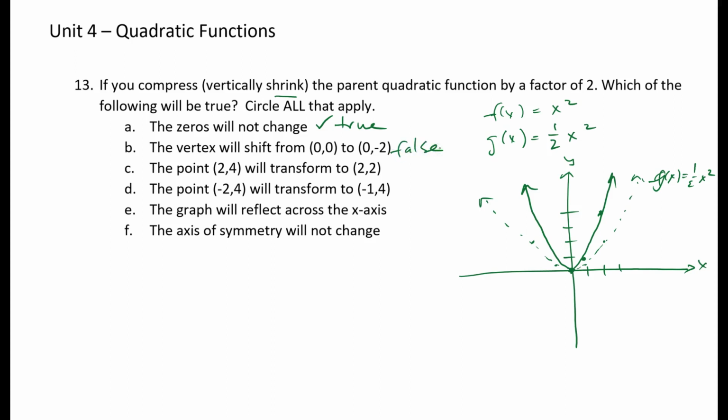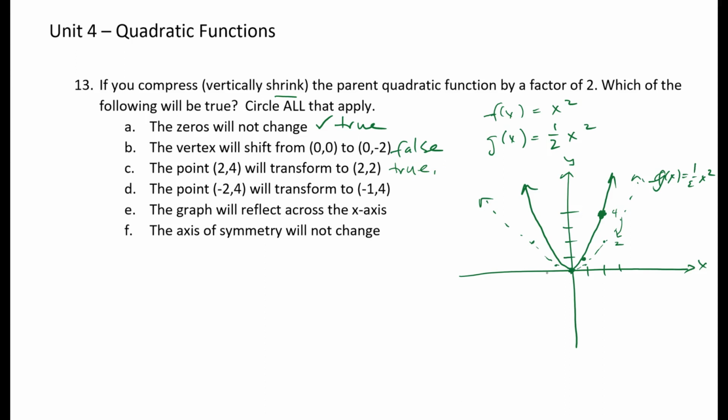The point 2, 4 will transform to the point 2, 2. Well, 2, 4 is this one right here. Well, the input stays the same, but the output does divide by 2. That's what a vertical shrink is. So this 4 shrinks down to 2. So that point 2, 4 will transform to 2, 2. True.